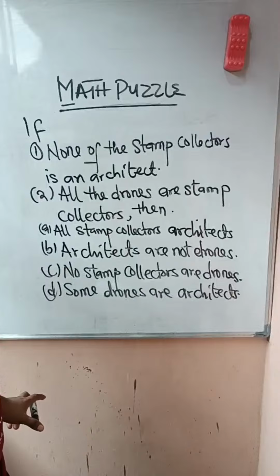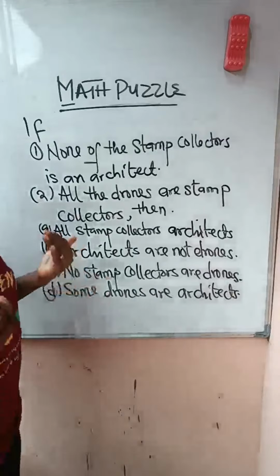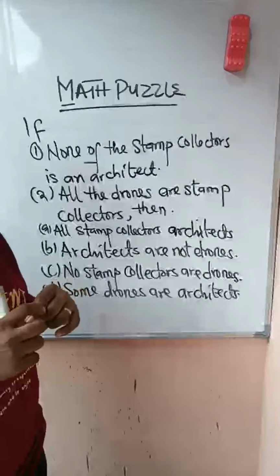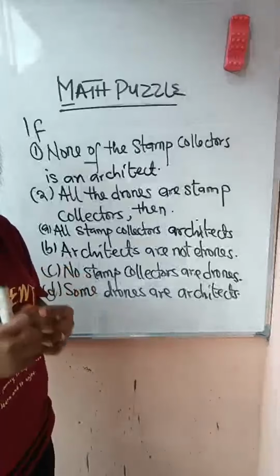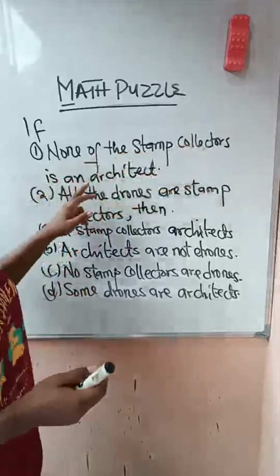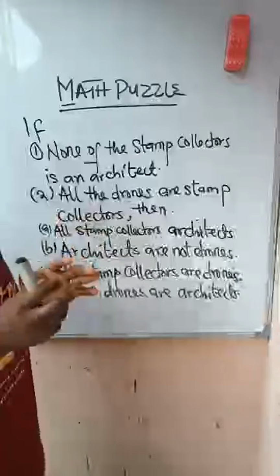Okay, now let's do this together. What I always do in this type of question, I try to find two things that are the same and replace them with each other. Now, let me say what I mean. None of the stamp collectors is an architect. This doesn't really connect to people.